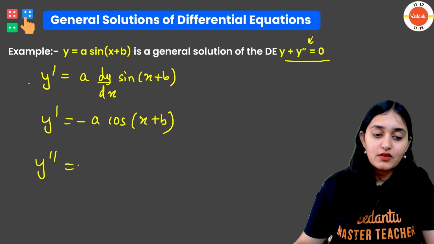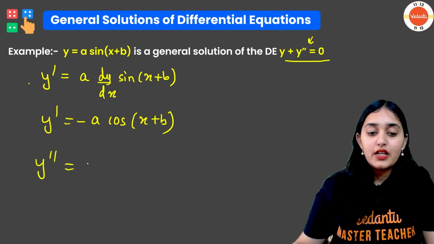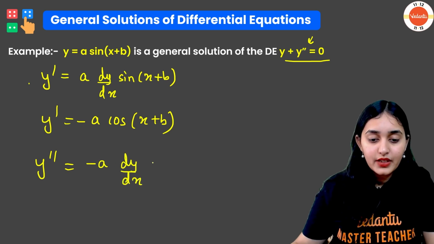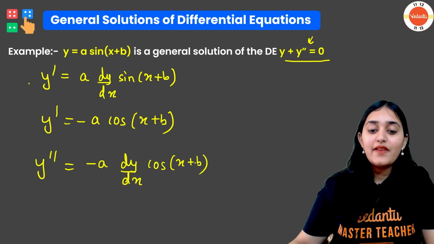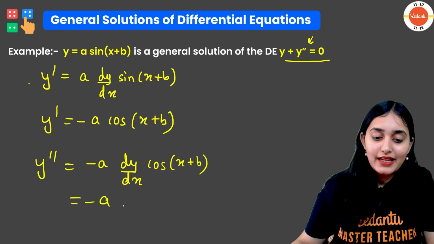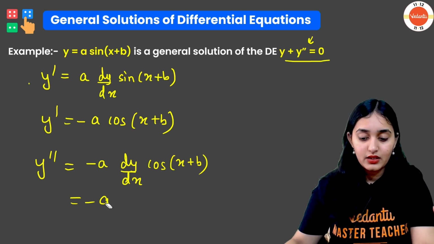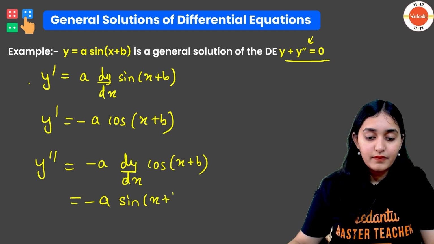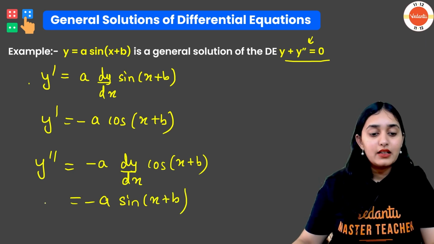Again differentiate it. Y double dash. Again differentiate it. So, it will be minus a into dy by dx of cos x plus b. Dy by dx of cos x plus b is sin x plus b. Oh, not dy by dx. We don't need it. We have already derived it. So, it is sin of x plus b. Right? So, y double dash will be this.